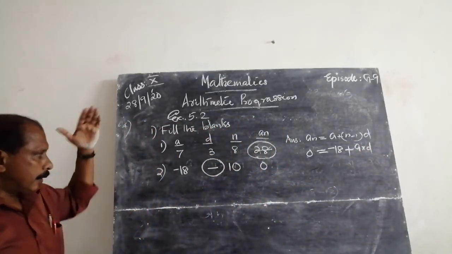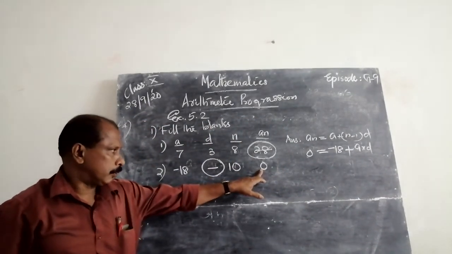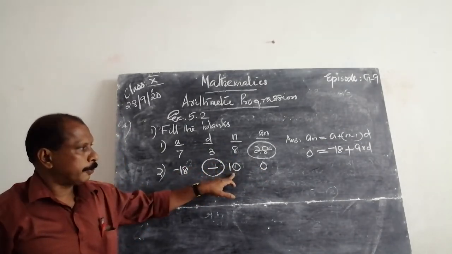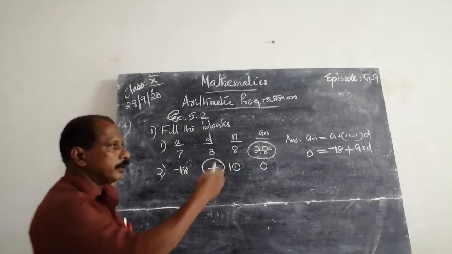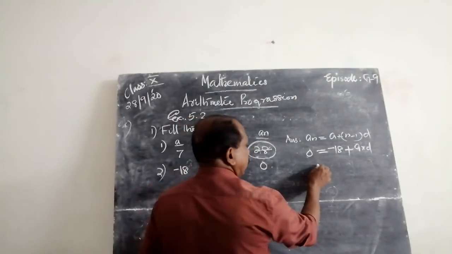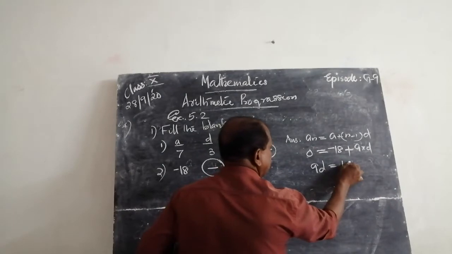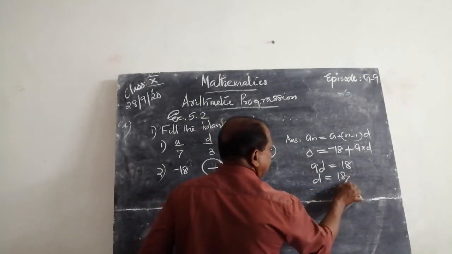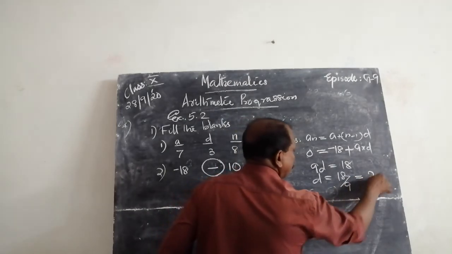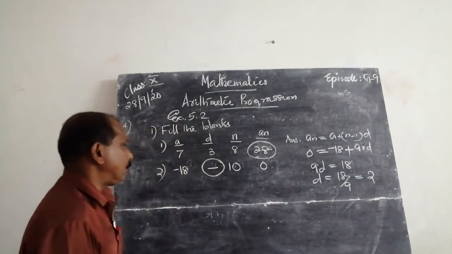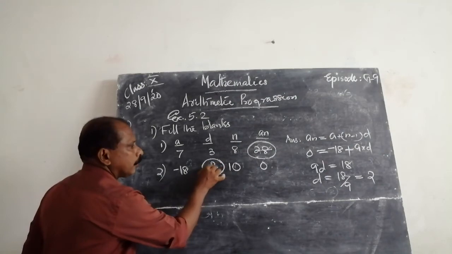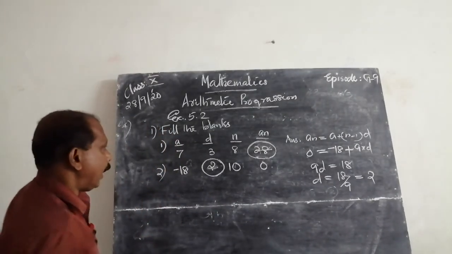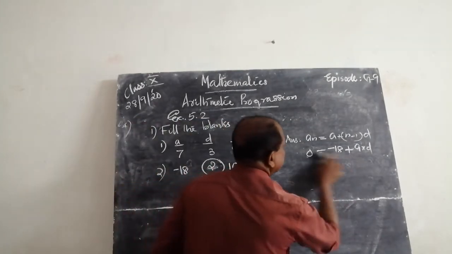Clear? That is, A N is replaced by 0, A is replaced by minus 18, and N minus 1 is 9. Taking minus 18 to the left we get 9 D is equal to 18. Therefore D is equal to 18 by 9, which is 2. Therefore this term is 2. Clear?